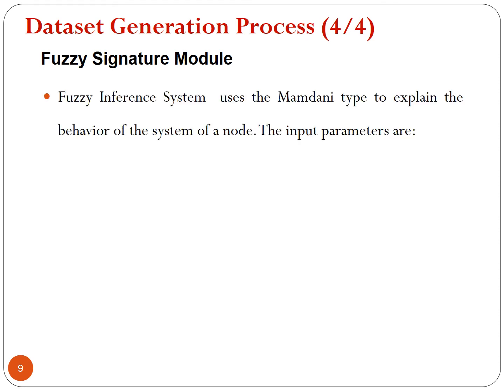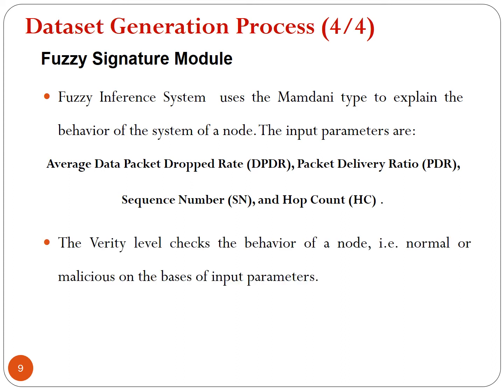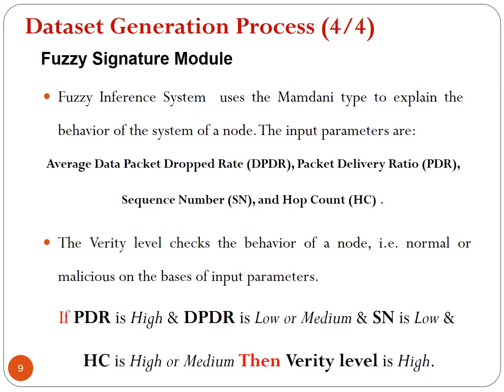The average data packet drop rate, the packet delivery ratio, the sequence number, and the hop count are used as input parameters, and the variable parameter is the output, which we will explain on the next page.